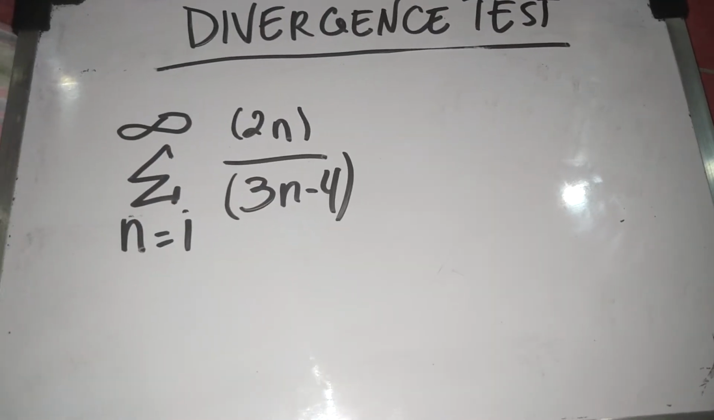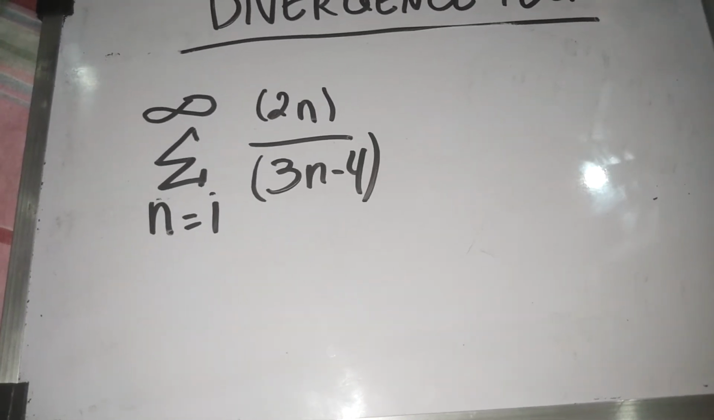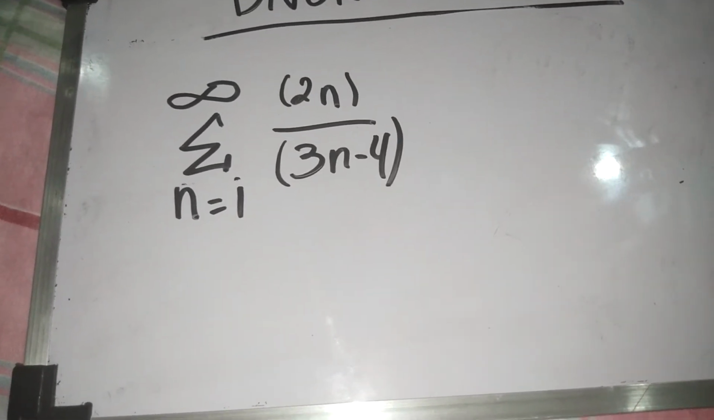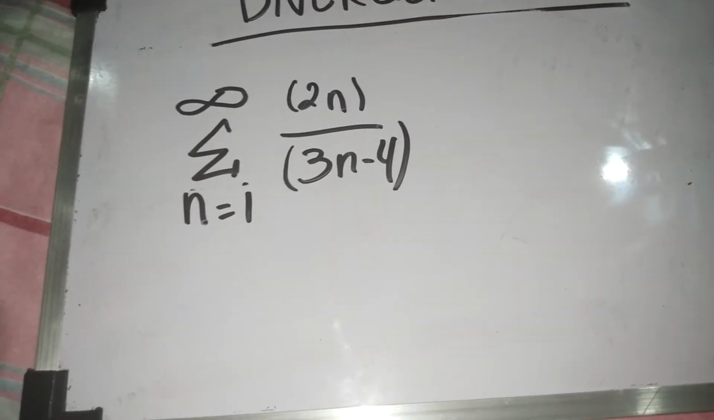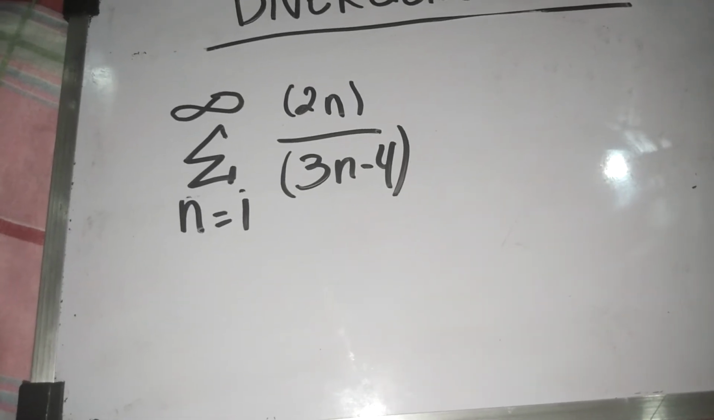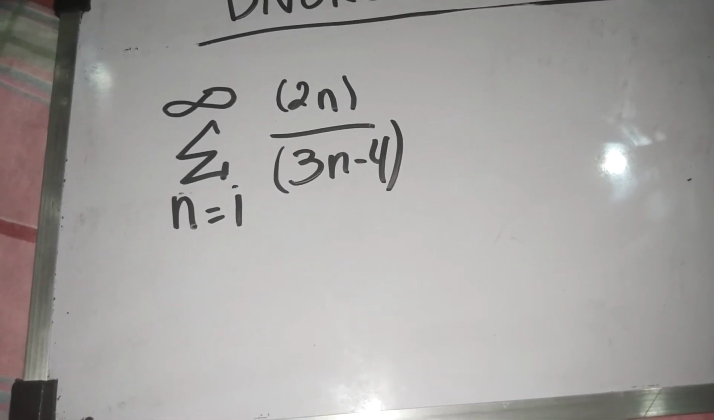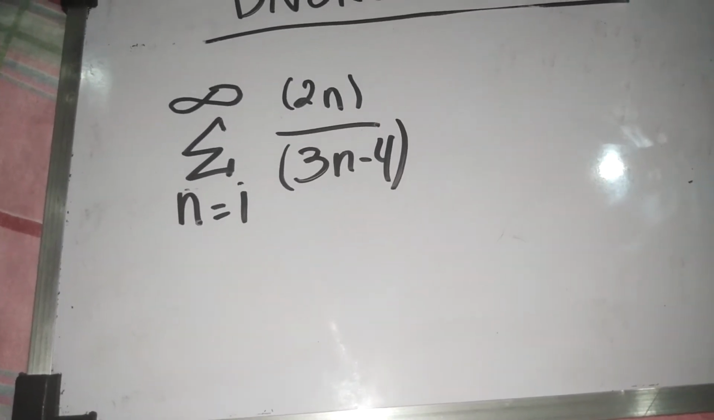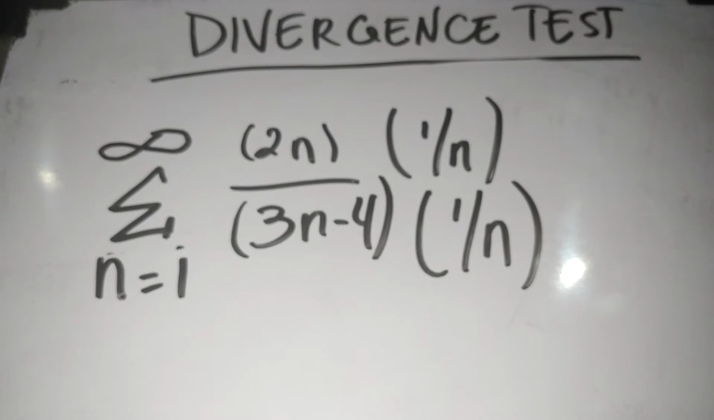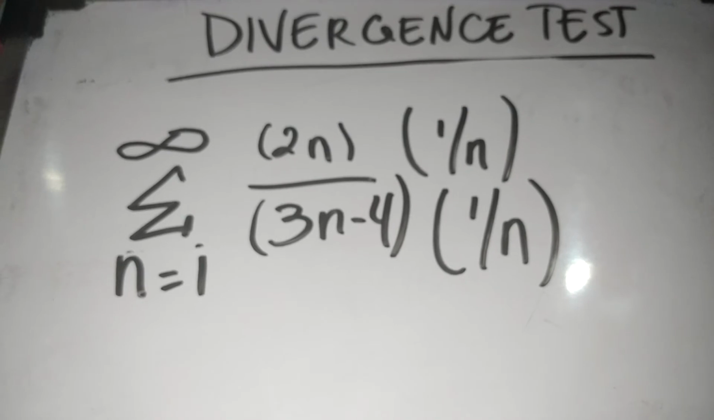Now we have here an example. Consider the series with the sequence 2n divided by 3n minus 4. Will this series diverge? Let us find out now. This is equal to a sub n. So let's take the limit as n approaches infinity of a sub n, and so that's 2n divided by 3n minus 4. What we're going to do is multiply the top and the bottom by 1 over n.